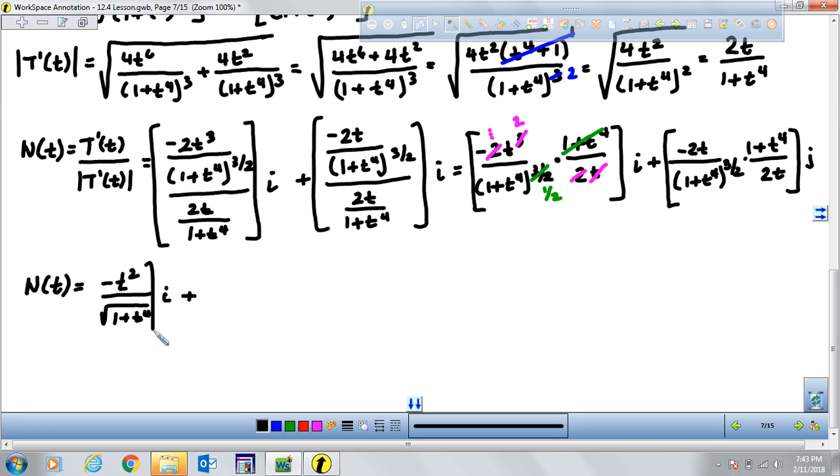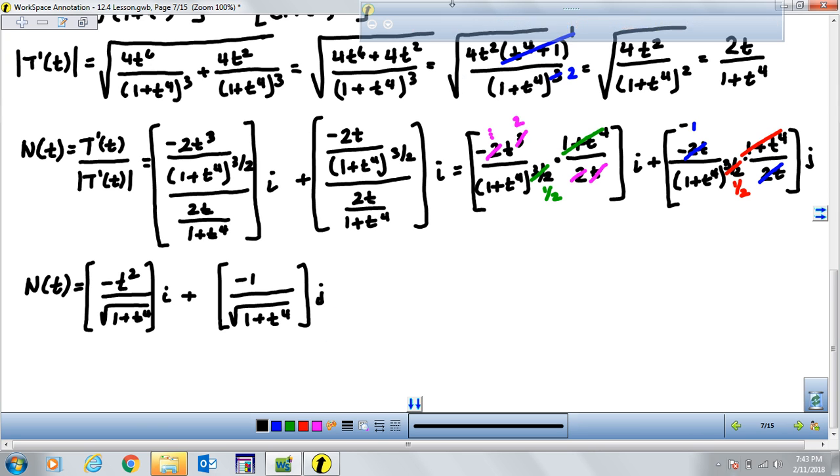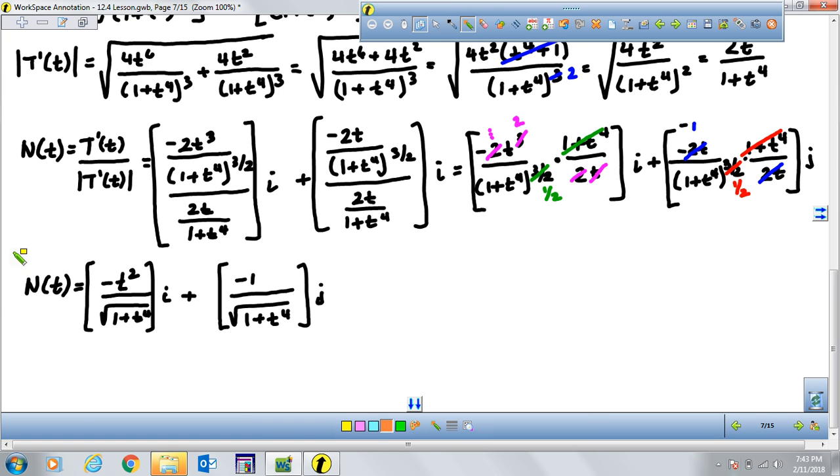Plus, now let's find the j component. Right here, what can we do? Let's see. So 2t and 2t can be reduced, so we're left with 1. And also, this can be reduced with one of these, so we're left with a 1/2 on the denominator. So on the numerator, we are left with a negative 1, because that's a negative, I forgot, right here. So negative 1 over 1 plus t to the fourth raised to the 1/2, which is the same as the square root of 1 plus t to the fourth. And that is our j component. And this gives us our unit normal vector.